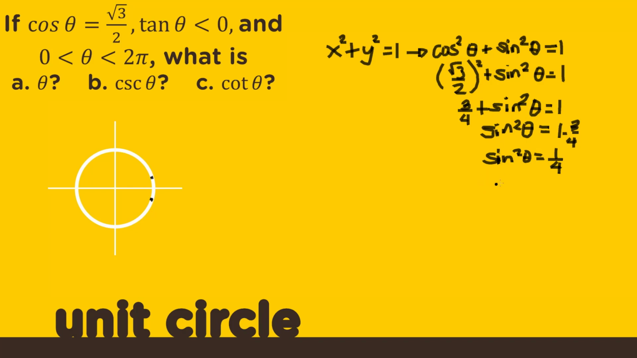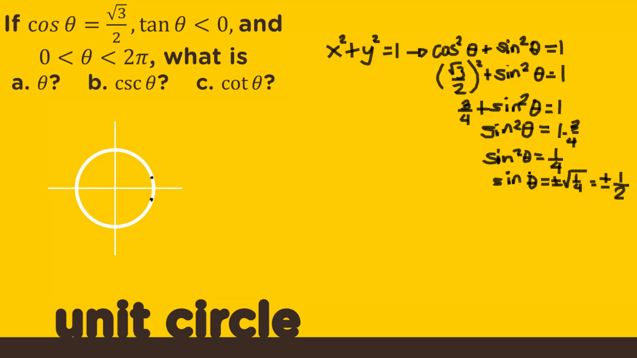Then let's take the square root of both sides because we're solving for sine, not sine squared. So you will have positive or negative, the square root of 1 over 4, which is equal to positive and negative, the square root of 1 is 1, the square root of 4 is 2. There are two possible answers for our sine: positive 1/2 or negative 1/2.